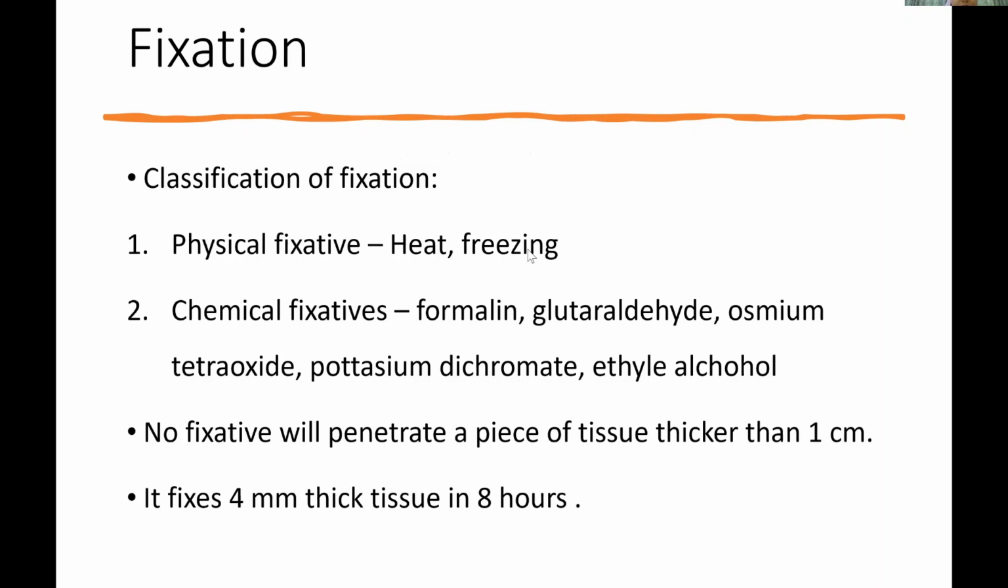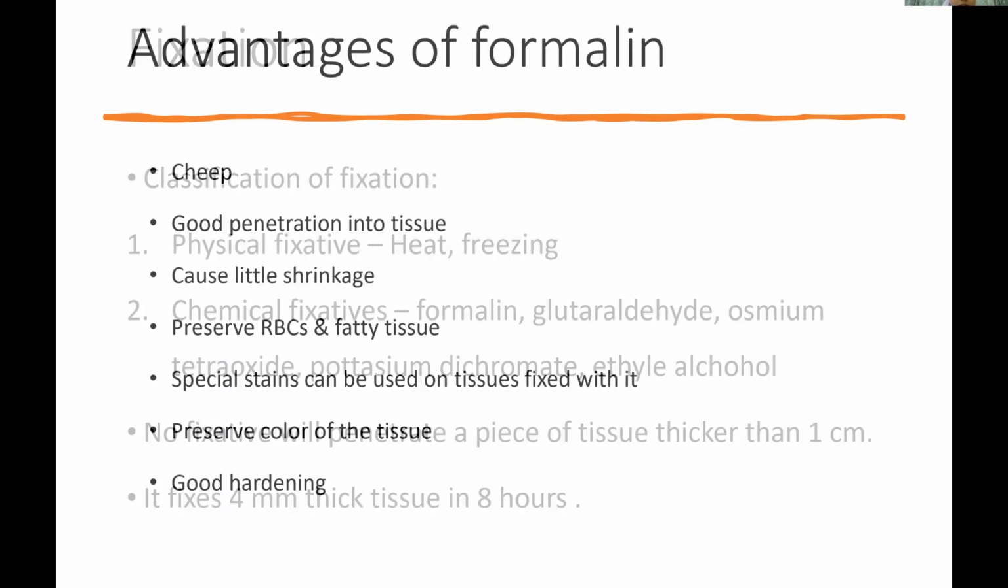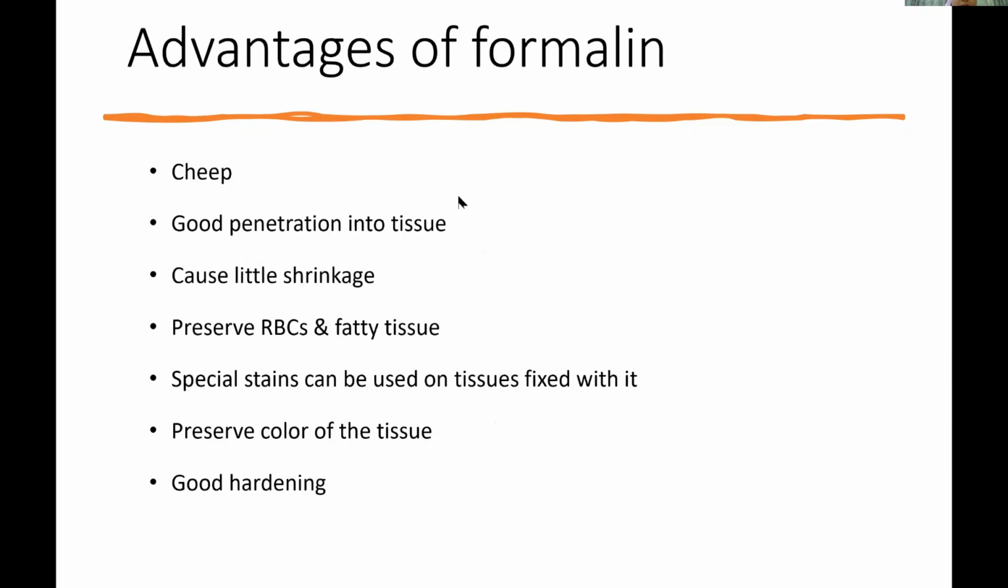For physical freezing, we use it during frozen sections. No fixative will penetrate a piece of tissue thicker than 1 centimeter. That's why when we get a big specimen like a mastectomy specimen, on the same day we need to slice the specimen into 1 centimeter pieces so that the fixative can penetrate each piece of tissue. It takes 4 mm thickness to fix in 8 hours. That's why we leave it overnight, 1 day, to fix the big specimens. Then we can gross. What are the advantages of formalin?